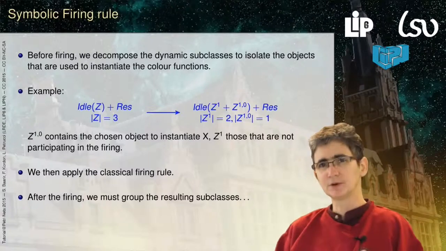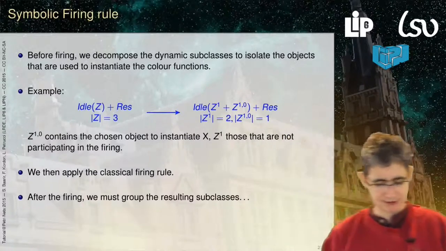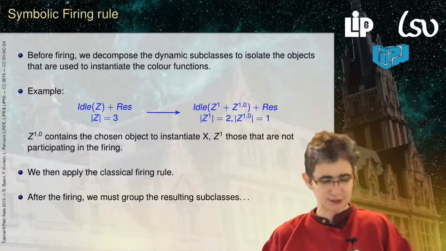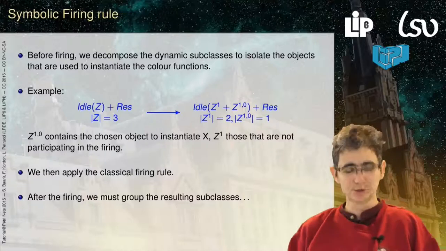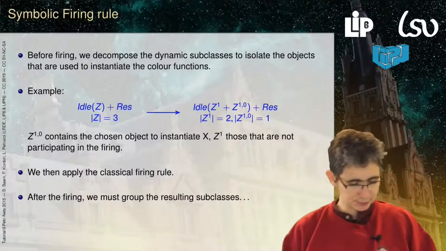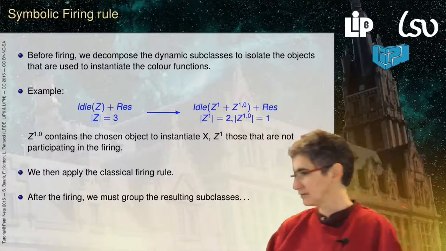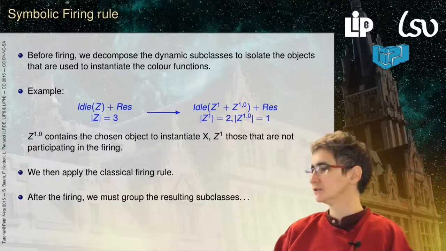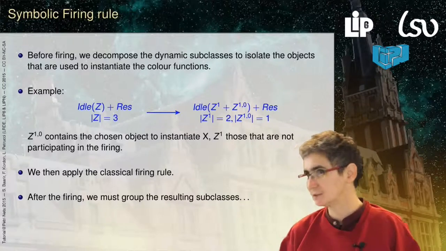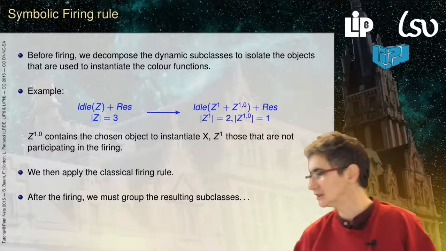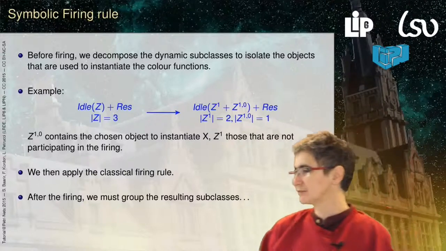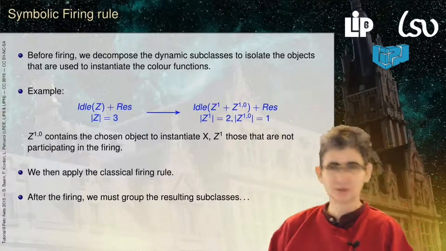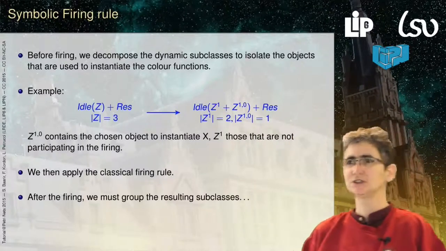So the symbolic firing rule is such as the following. Before firing, we will decompose the dynamic subclasses in order to isolate the objects that will be used to instantiate the color functions to do the firing. So for example, if we have idle of Z plus res as a marking, that was our introductory example about processes going in the critical section. We have idle of Z plus res as a marking with Z of size 3, corresponding to the initial marking.